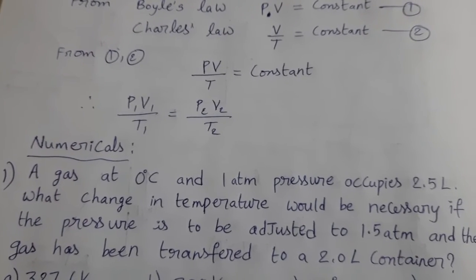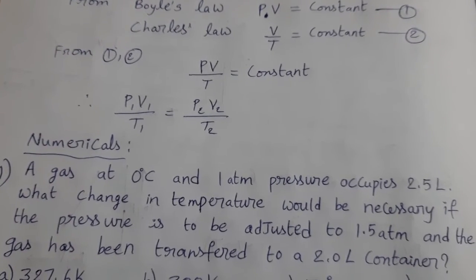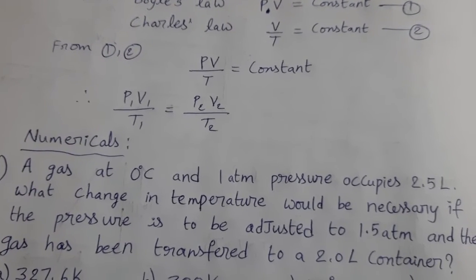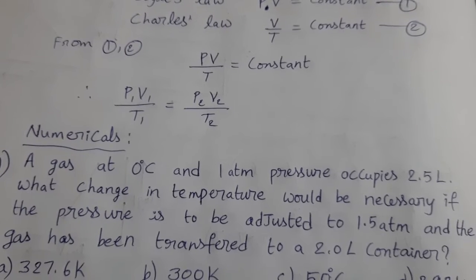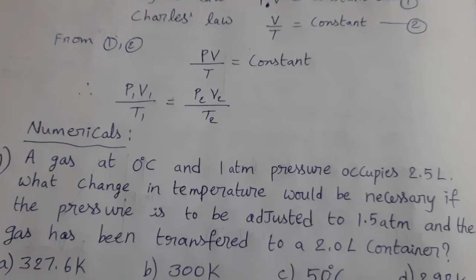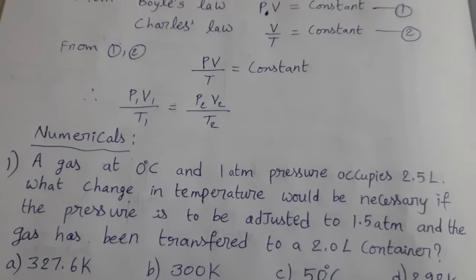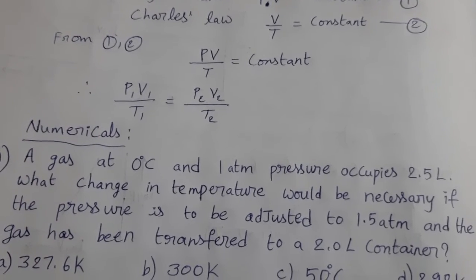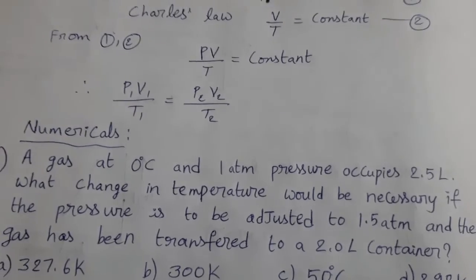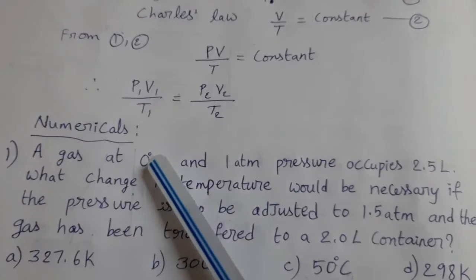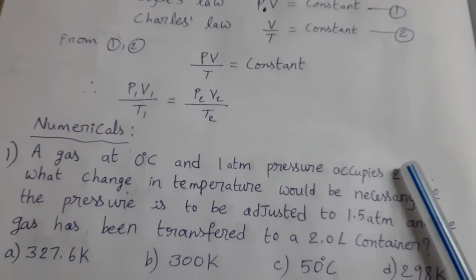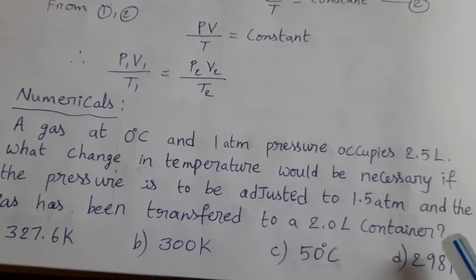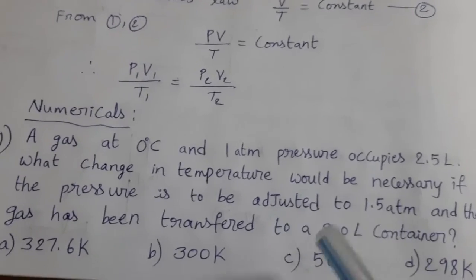A gas at 0 degrees Celsius and 1 atmosphere pressure occupies 2.5 liters. What change in temperature would be necessary if the pressure is to be adjusted to 1.5 atmosphere and the gas has been transferred to a 2.0 liter container? Okay, temperature, pressure, volume is given, final pressure, final volume is given, temperature we should find out.